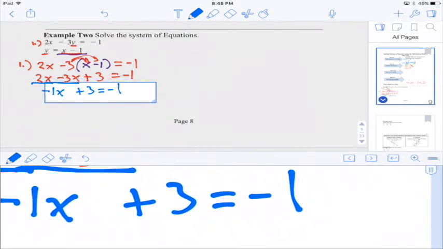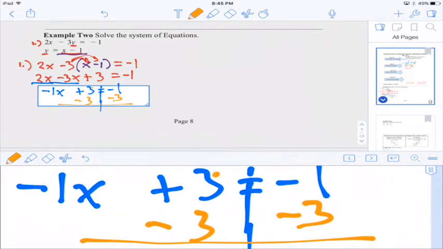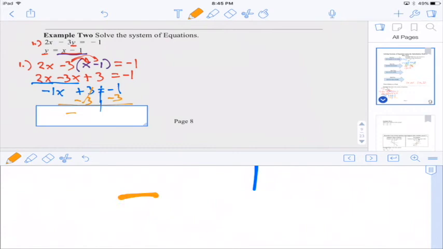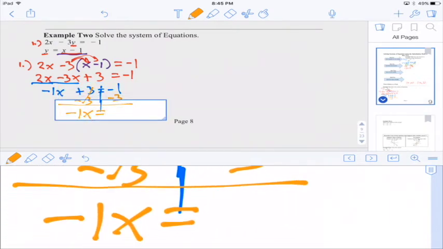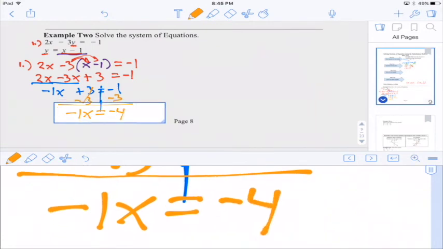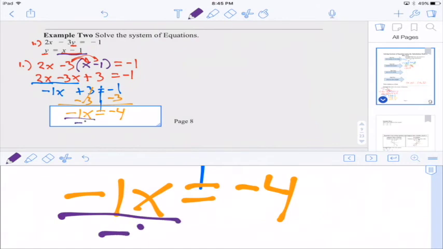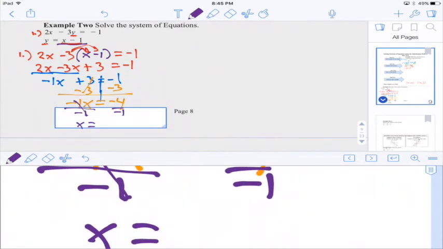And now I finish solving for x. So I'm going to subtract 3 from both sides to help isolate x. 3 minus 3 is 0. So I'm left with negative 1x equals negative 1 minus 3 is negative 4. And to get x by itself, all I got to do is divide both sides by negative 1. x equals negative 4 divided by negative 1 is positive 4. So there's my x value.